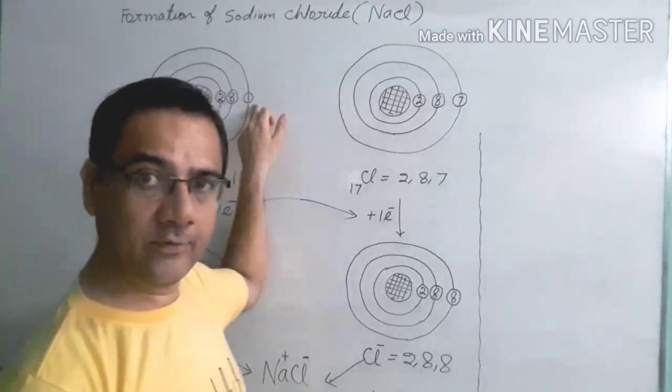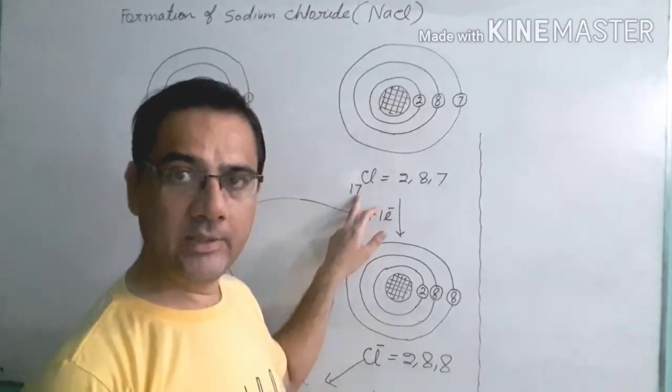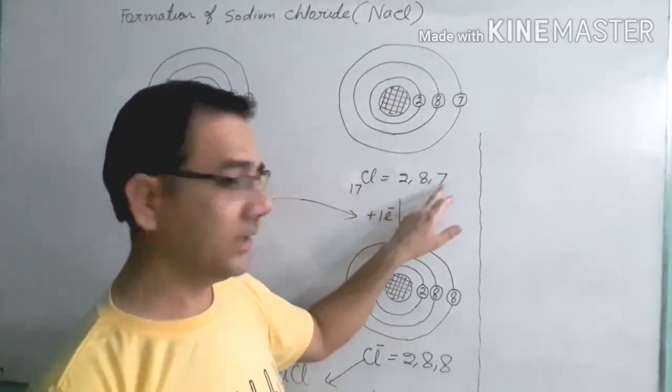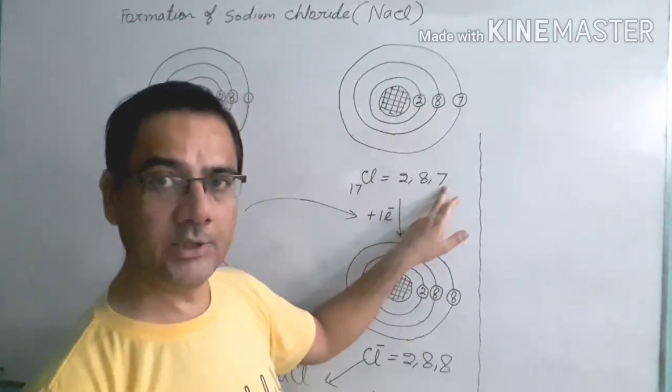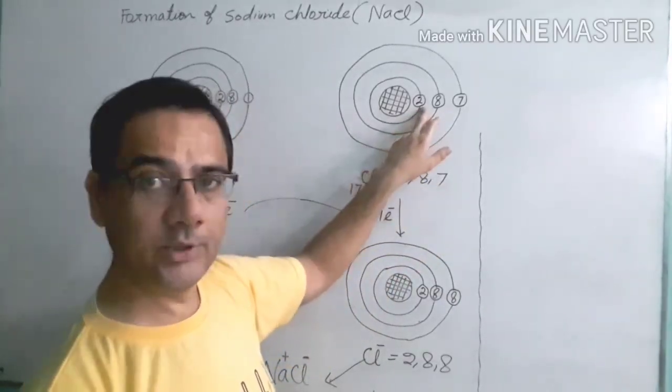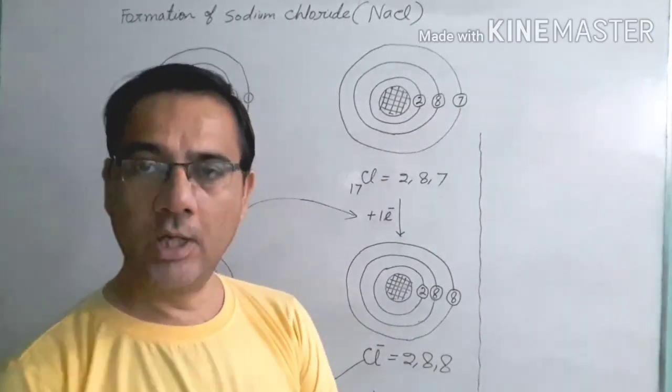Now another atom, chlorine, we take. Chlorine atomic number 17, and when we write the configuration, it is 2, 8 and 7. This is the first shell, this is the second shell, this is the third shell. You see here, first shell has only 2 electrons, second shell has 8 electrons, third shell has 7 electrons.